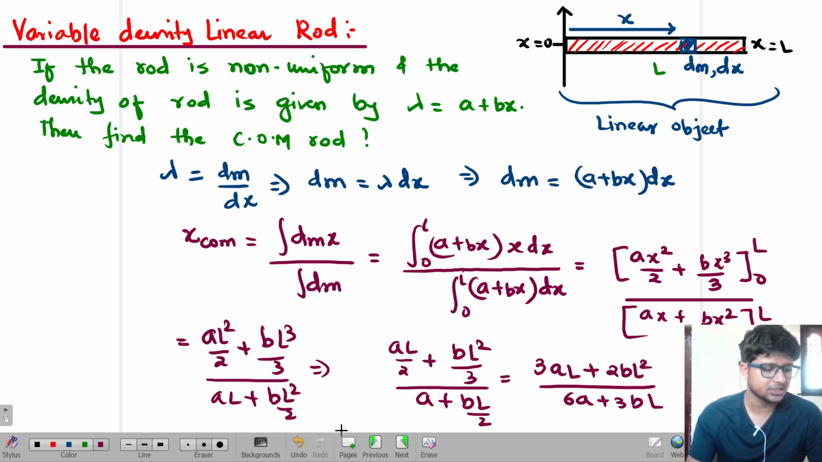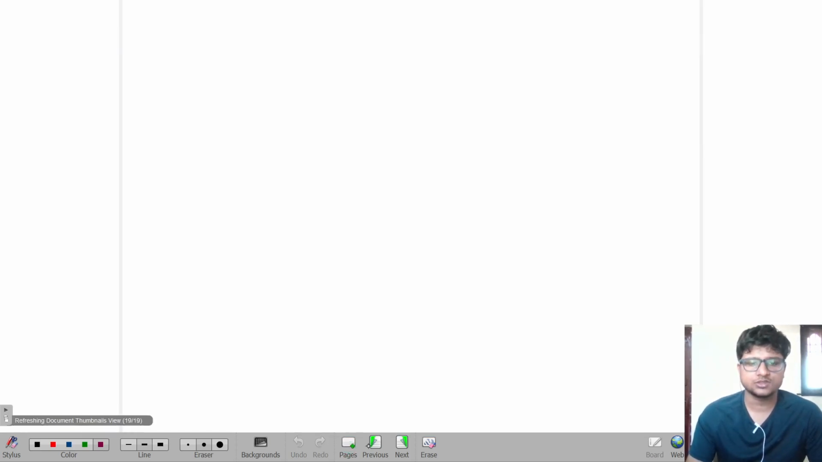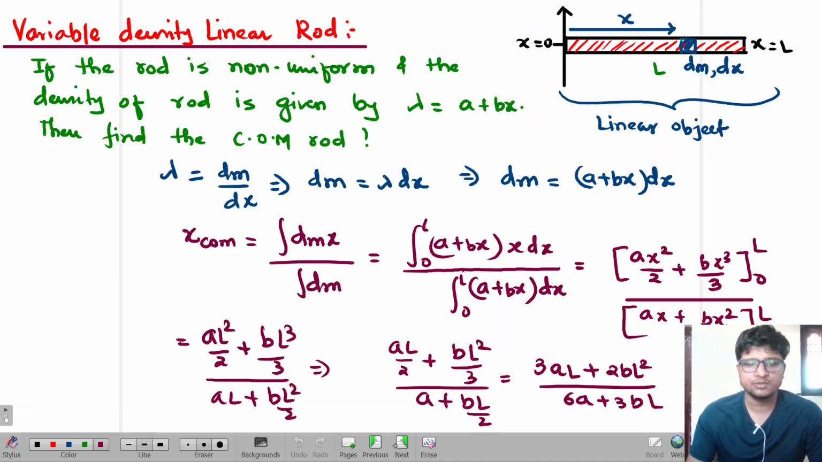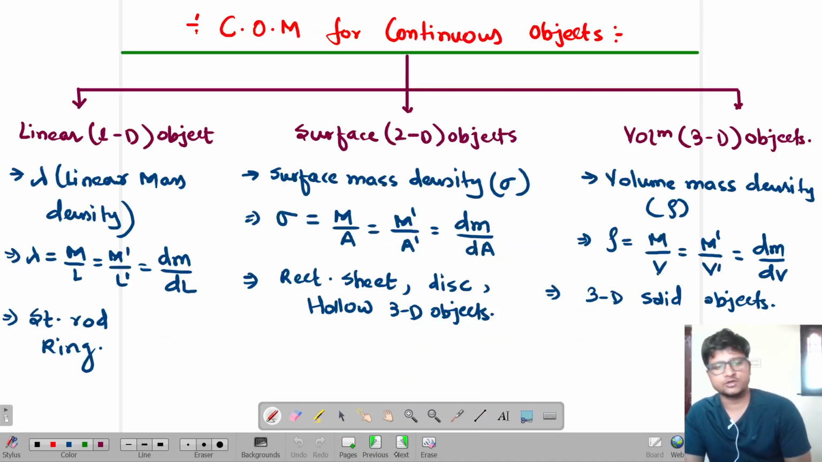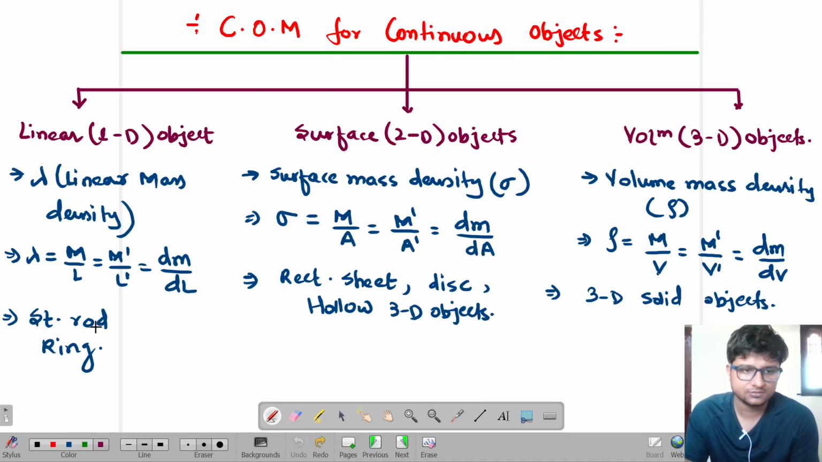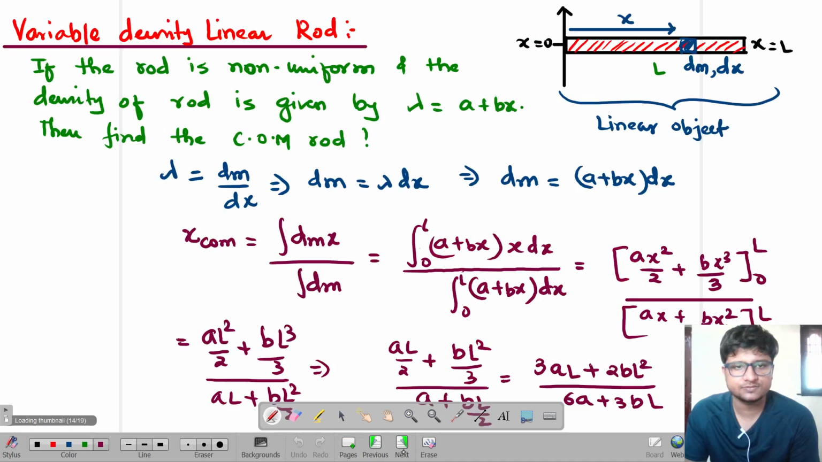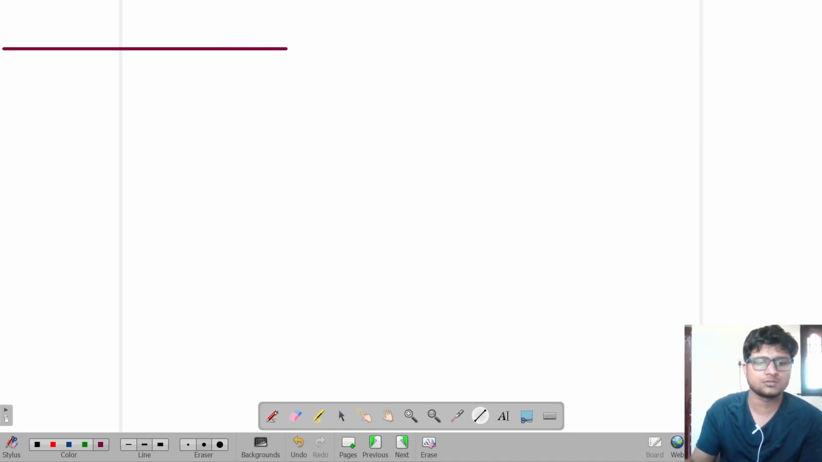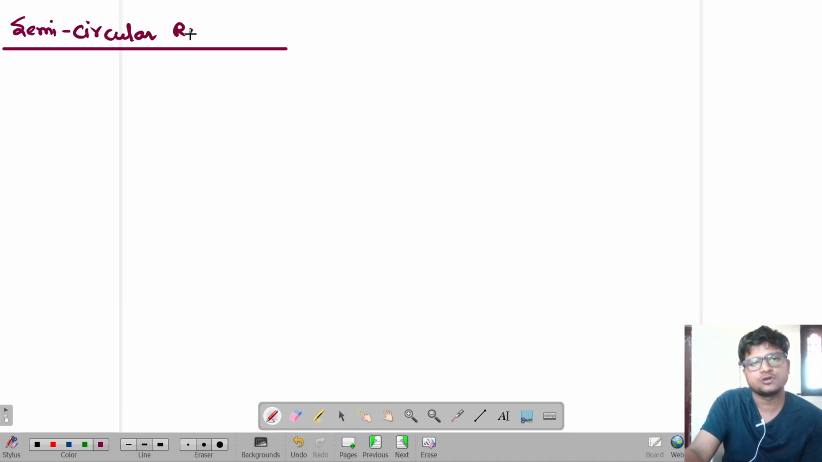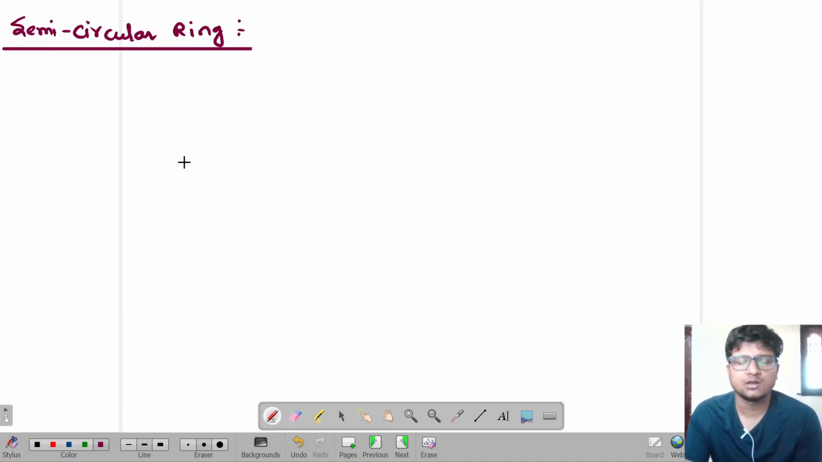Okay, now let us include some more questions. So this was the rod. Now the second type of continuous object is the ring. So give the heading: semicircular ring. Why semicircular? Because for a normal ring you know the answer. It is at the center, yes or no? For the full ring.